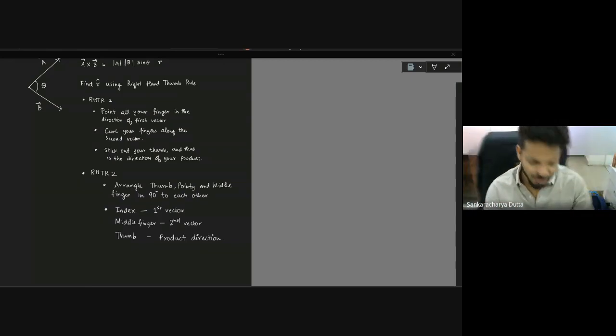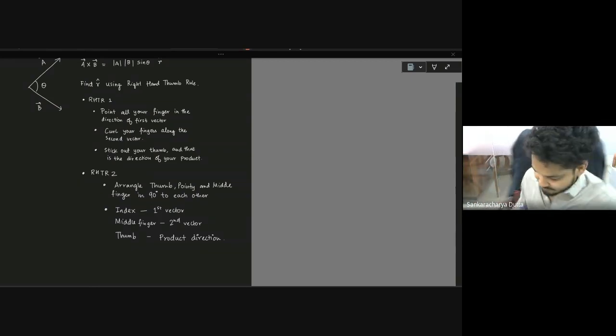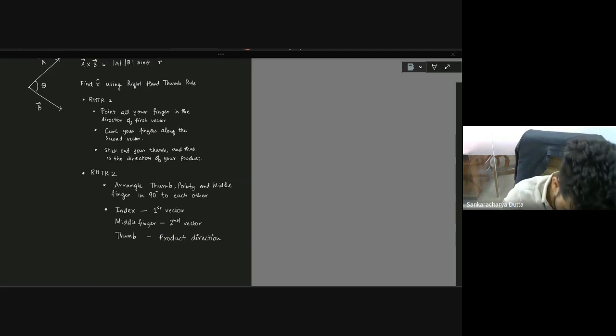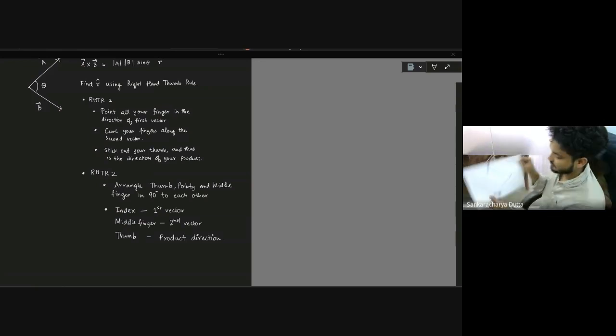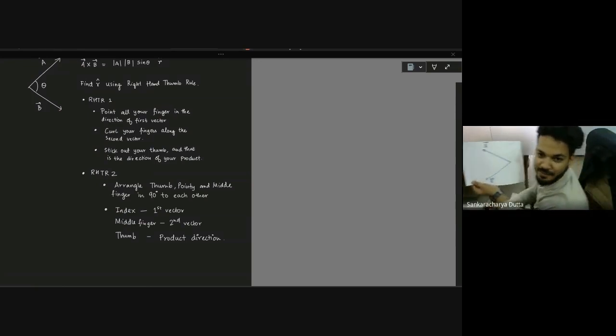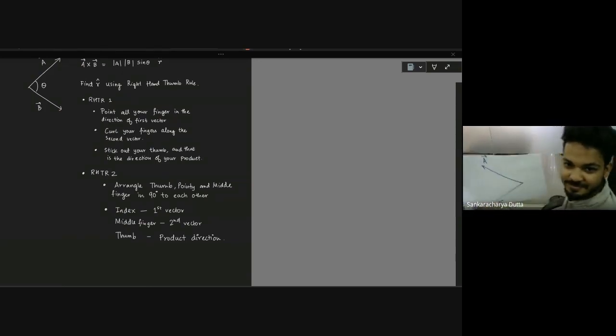I should keep more A4 sheets with me, I guess. I'm going to show it like this. Guys, do you see A and B vectors? Yes, sir.